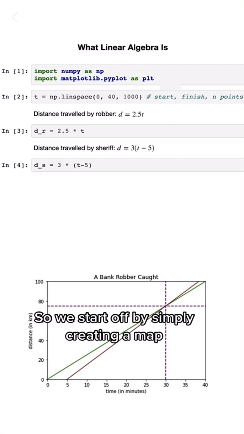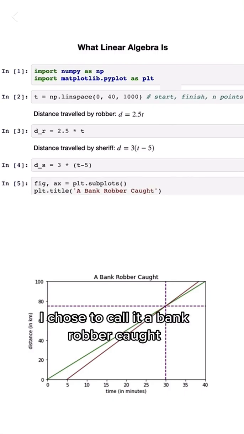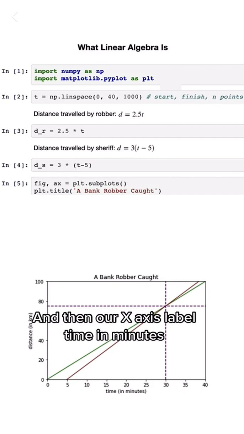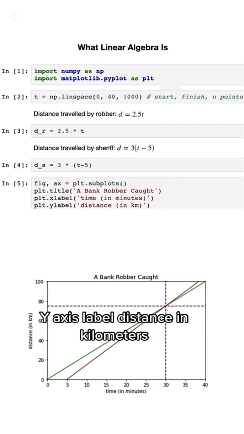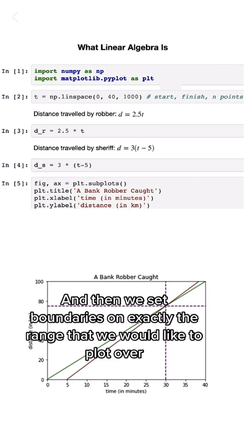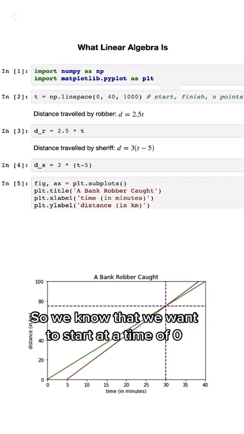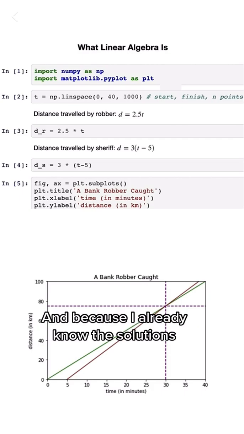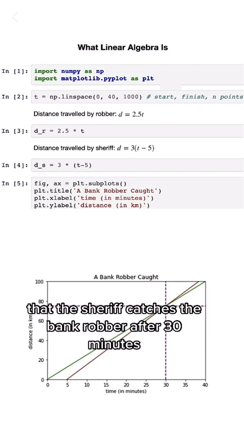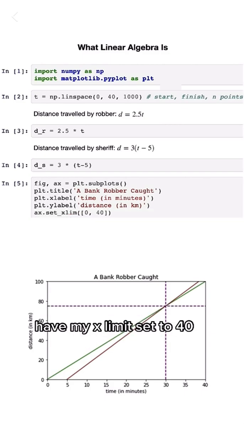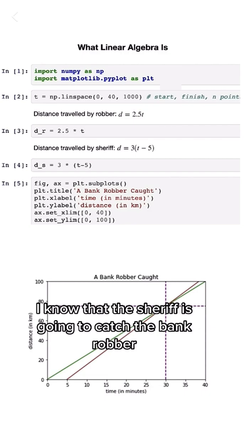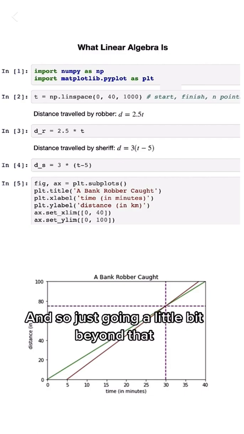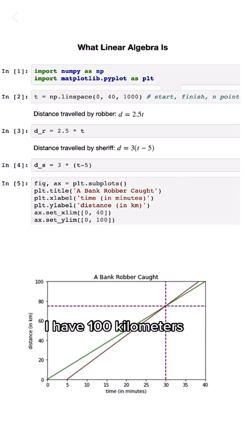So we start off by simply creating a matplotlib plot. We add a title. I chose to call it "Bank Robber Caught". And then our x-axis label, time in minutes, and our y-axis label, distance in kilometers. And then we set boundaries on exactly the range that we would like to plot over. So we know that we want to start at a time of 0 and a distance of 0. That's my starting point on both the x and the y-axis. And because I already know the solution, that the sheriff catches the bank robber after 30 minutes, I have my x limit set to 40, and then along the y-axis, I know that the sheriff is going to catch the bank robber at the 75-kilometer mark. And so, going a little bit beyond that to create a nice pretty chart, I have 100 kilometers.